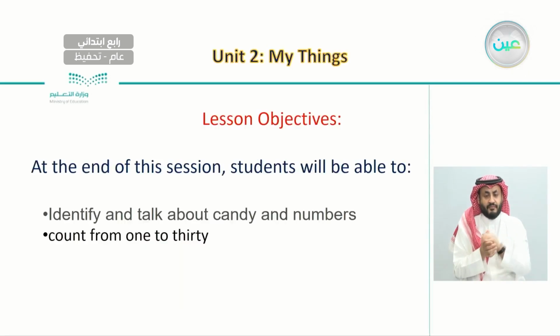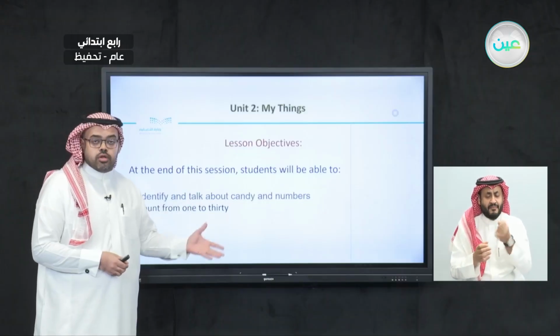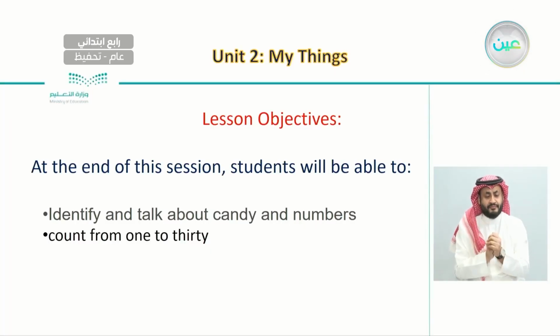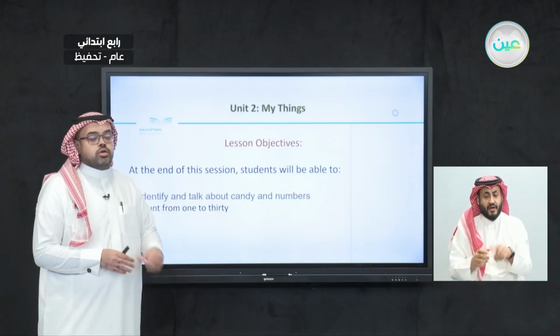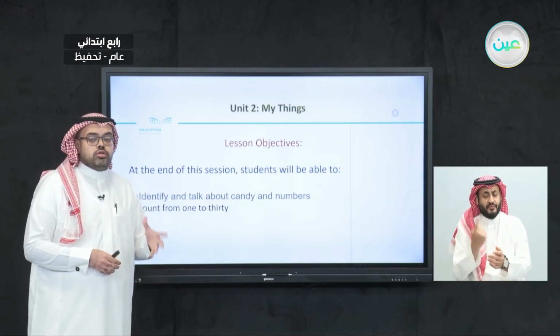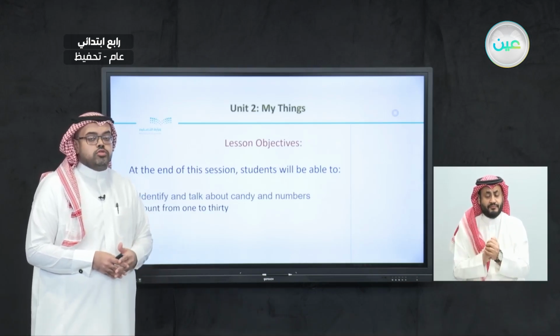Our objectives in today's lesson: we hope that at the end of this lesson, you will be able to identify and talk about candy, talk about numbers, and count from 1 to 30. So we're going to talk about candies and also learn how to count from 1 to 30.